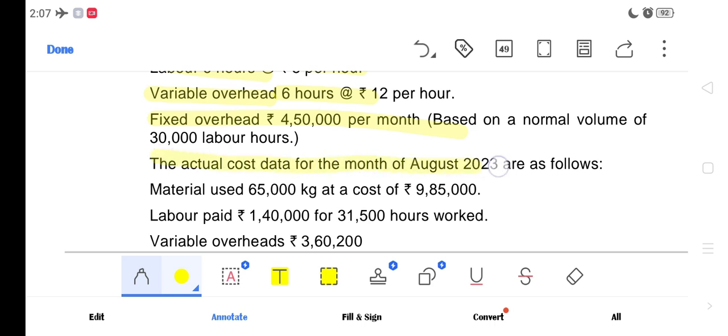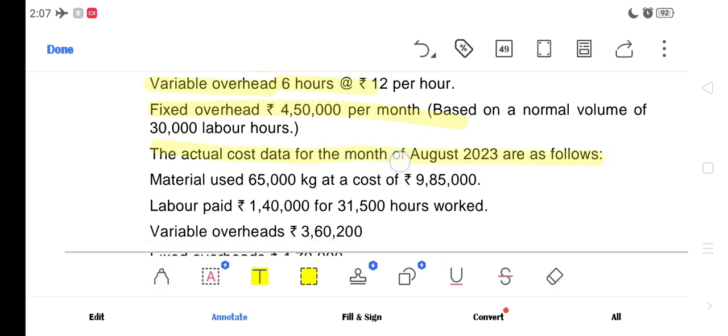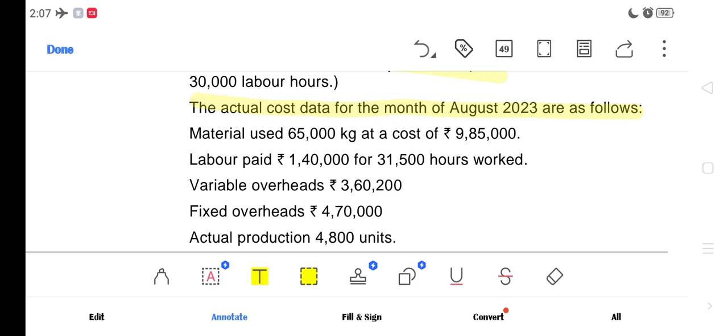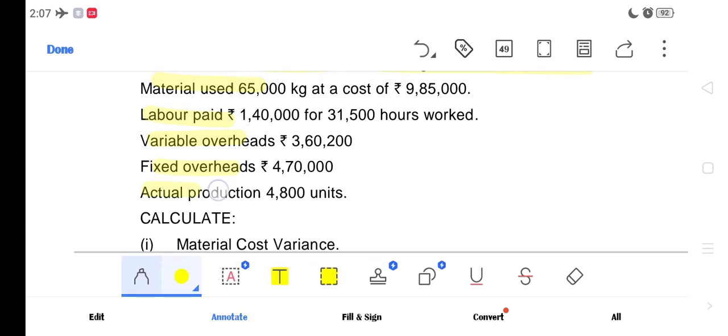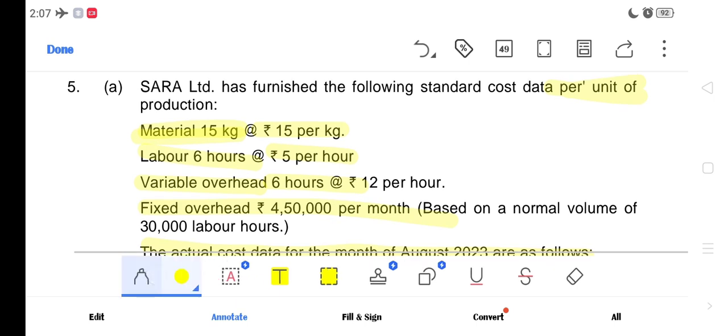The actual cost data for the month of August 2023 are as follows: material, labor, variable and fixed. And here, see, actual production is 4800 units. While doing the standard data, they have given it per unit, but we have to take only the actual data, the actual quantity of units produced. With that data only we have to reproduce the standard one, right?